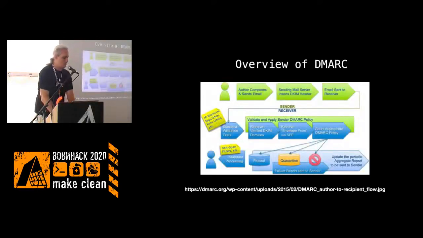This is the standard mail delivery. Someone composes and sends an email. The sending mail server inserts the DKIM header. It is sent to the receiving mail server. Then you do the standard validation tests of block lists, reputation, rate limits, and whatever. Then you come into this exciting green box that actually is the DMARC policy, where you retrieve and verify the DKIM, you validate the SPF, and you apply a policy, which can be pass, quarantine, or reject.